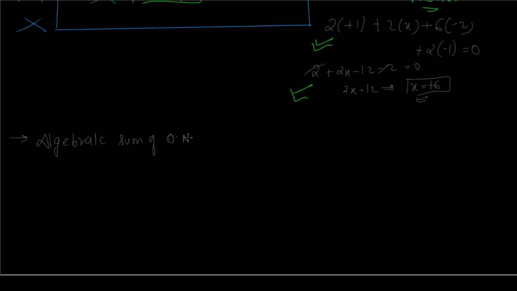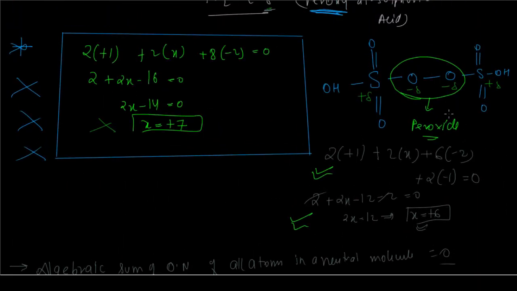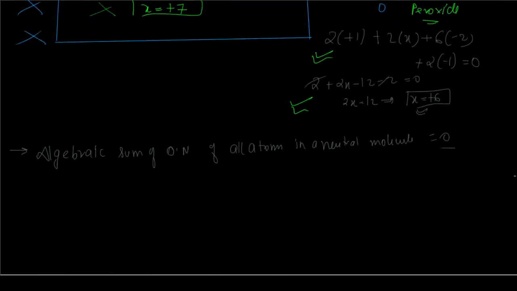of oxidation numbers of all atoms in a neutral molecule is equal to, I've just used that, 0. Clear? That's easy. We have used it in many places. For example, H2S2O8, here we equated it to 0 because it's a neutral molecule, right? Overall neutral molecule. And the last rule for writing oxidation numbers is in case of ions.